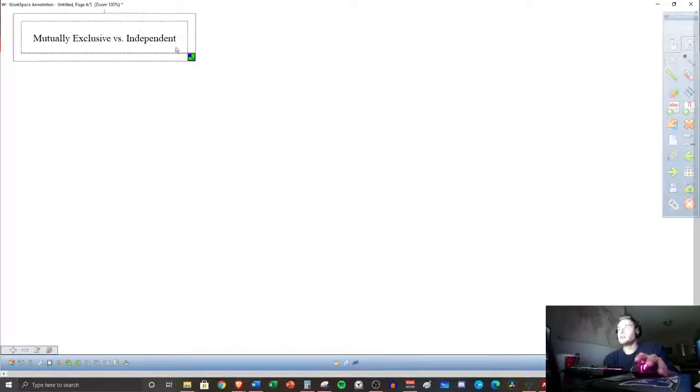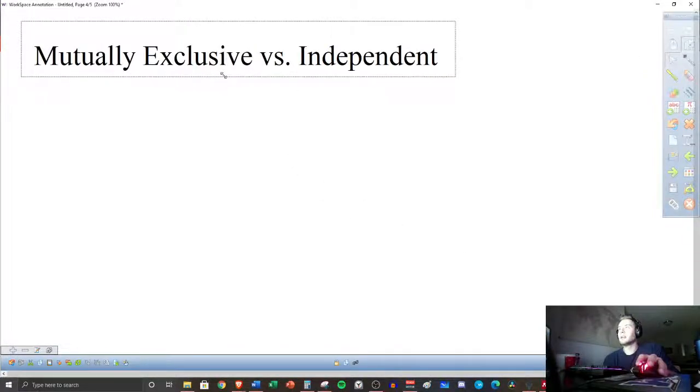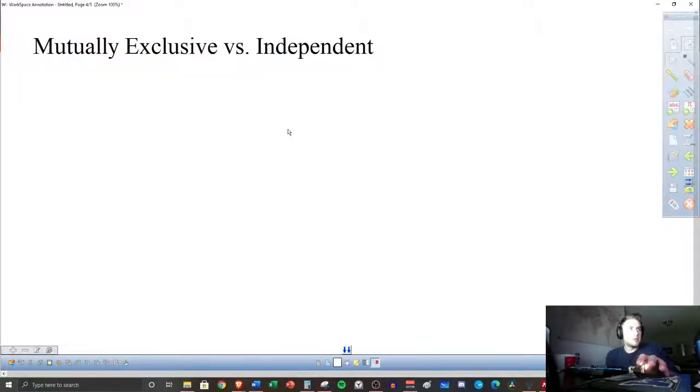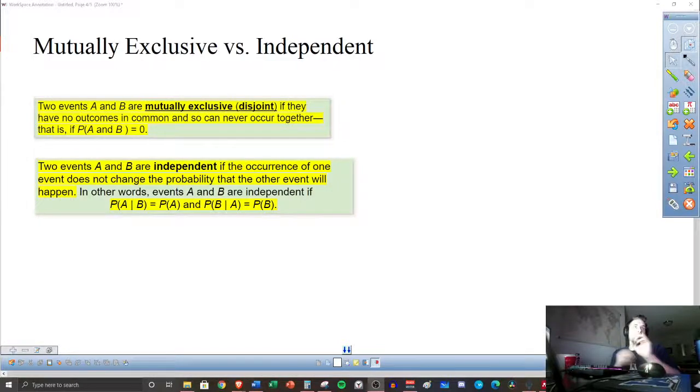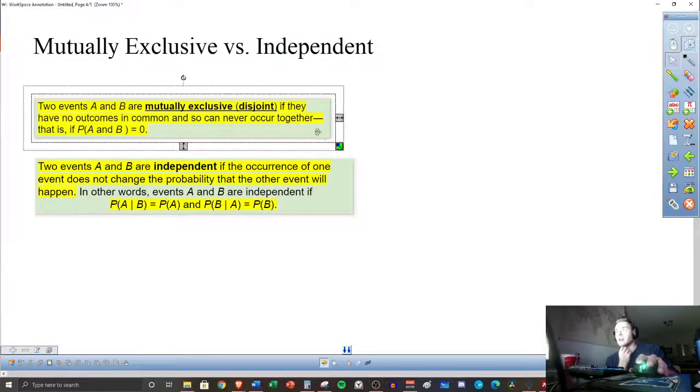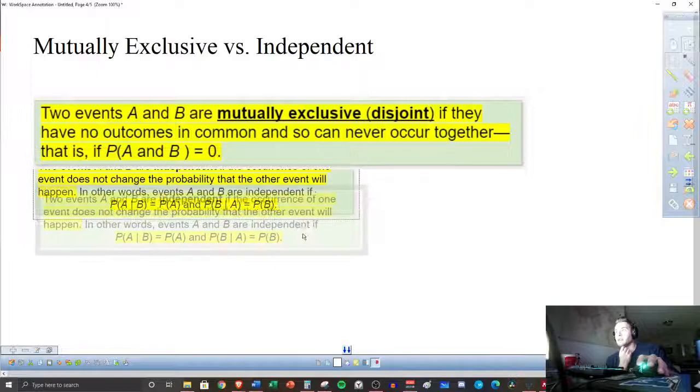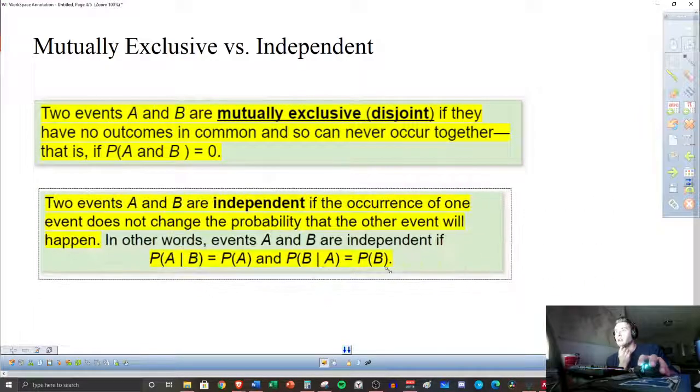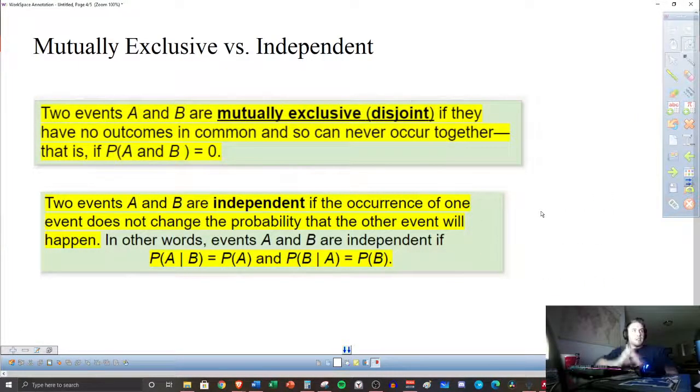Here, draw a line in your notes. The last topic, mutually exclusive versus independent. So here are the two definitions that we need. And if I had asked you to, you could probably dig in your notes, and you would find them. So let's think about these definitions.